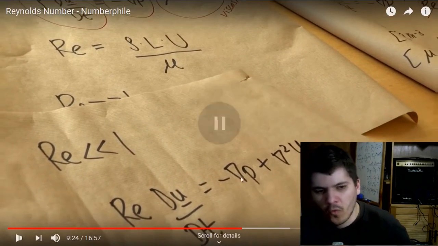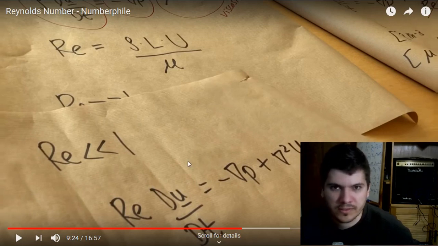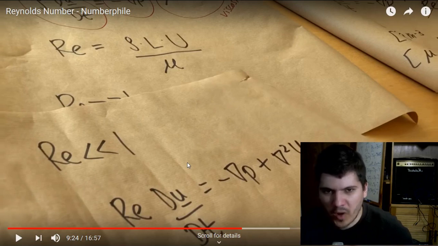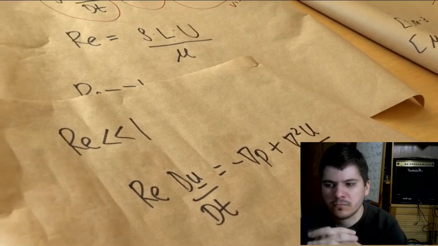Why didn't he multiply the pressure term by the Reynolds number? Because he multiplied the whole equation by the Reynolds number. That doesn't make any sense. It's another mistake in writing these equations. Right? So now it's slightly different to what we had.